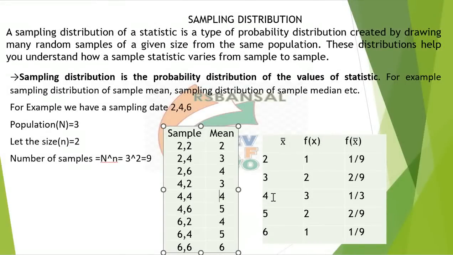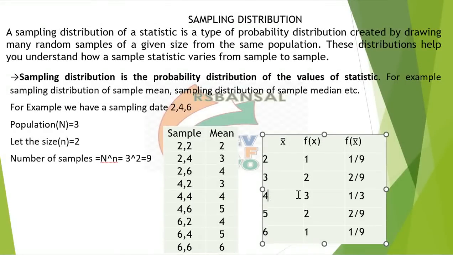4 has frequency 3: 1, 2, and 3. Similarly, you find the frequency of 5 and 6. So this is the frequency of the mean. 2 has 1 time, 3 has 2 times, 4 has 3 times. So this is f, the frequency. These are the means; only one time do you have to take these means.